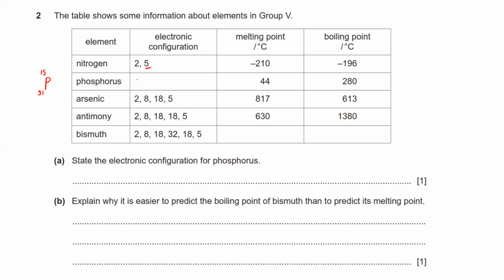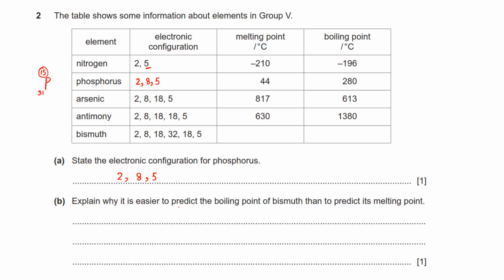So with 15, you can have 2, then 8, and then 5. And if you sum up all this, 2 plus 8 is 10, 10 plus 5 is 15. So we have a total number of 15 electrons. So the electronic configuration will come as 2, 8, 5.